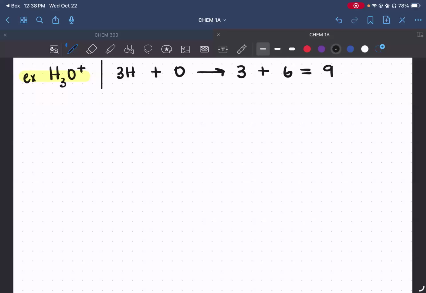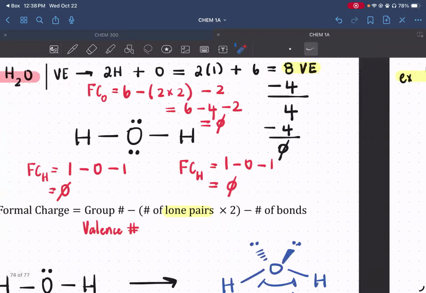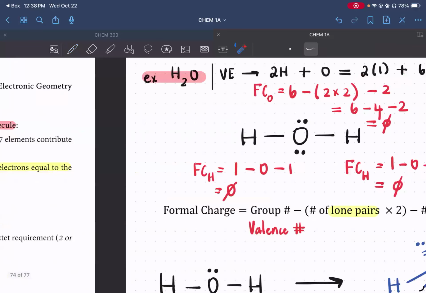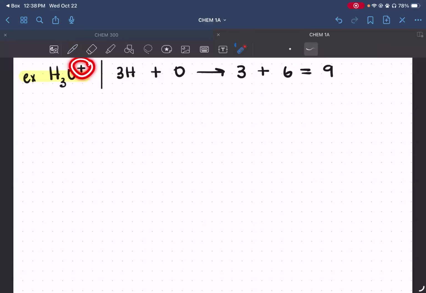However, you should notice immediately that there is a positive charge on the molecule. I've explicitly told you that it's positively charged. And as noted in the steps, for cations, subtract electrons equal to the charge. So we have a +1 charge. That's what tells us we will subtract 1 from the total number for 8 valence electrons in full.